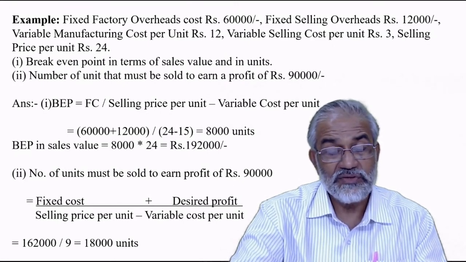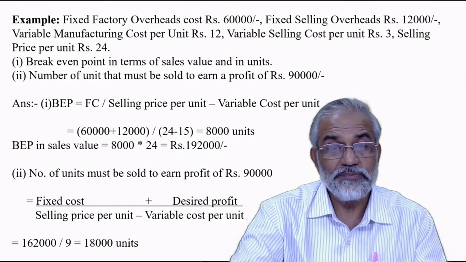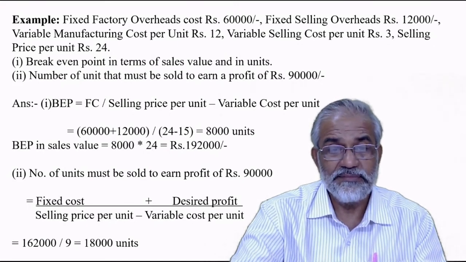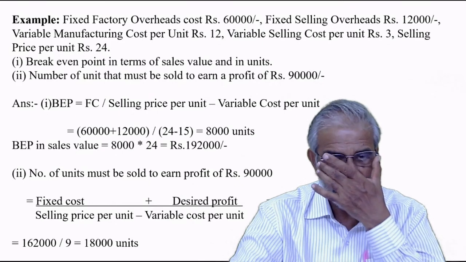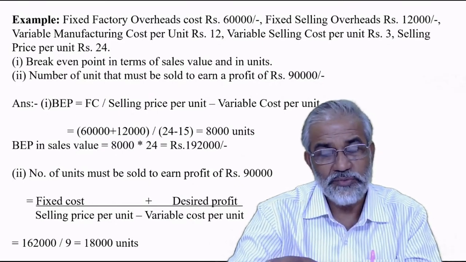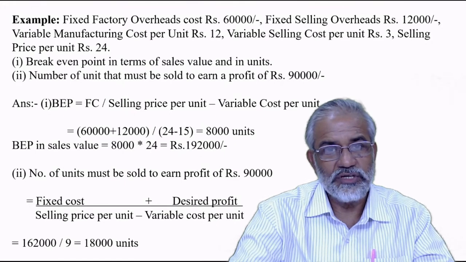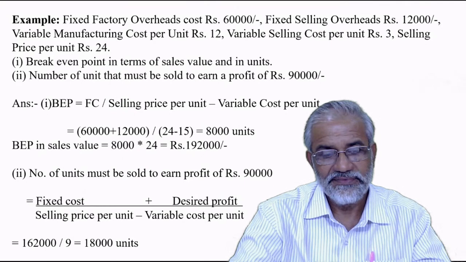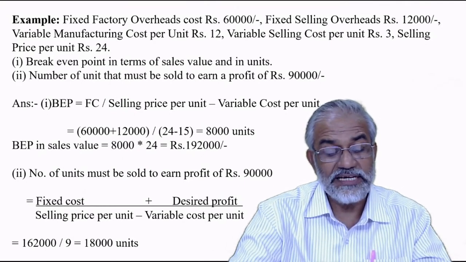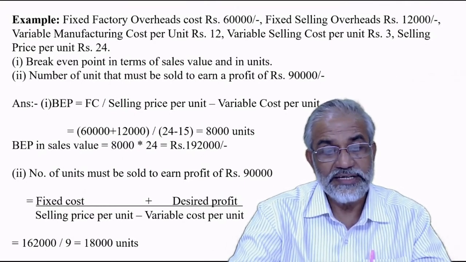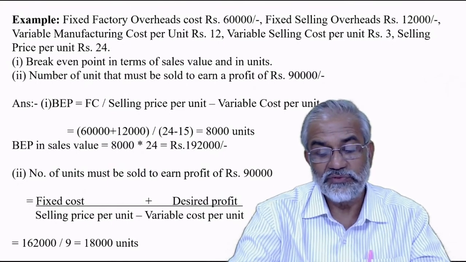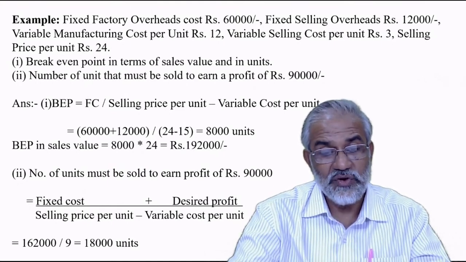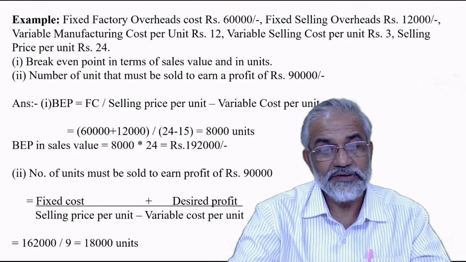When 1,62,000 is divided by the contribution per unit, which is 9, because sales is 24 rupees per unit and the variable cost is 15 per unit, so 24 minus 15, it is 9. So when 1,62,000 is divided by 9, it gives rise to 18,000 as the volume of output. When the units produced are 18,000, at that point of time, the organization can earn an exact profit of 90,000, which is the desired amount of profit.